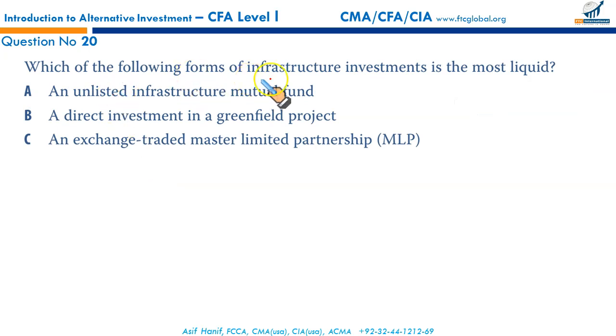Which of the following forms of infrastructure investment is most liquid? An unlisted infrastructure mutual fund? No, it will not be liquid. A direct investment in a greenfield project? Even harder to do so. Yes, an exchange traded master limited partnership. This would provide the much needed liquidity. Exchange traded MLPs provide the benefit of liquidity. That's why C is the right answer.